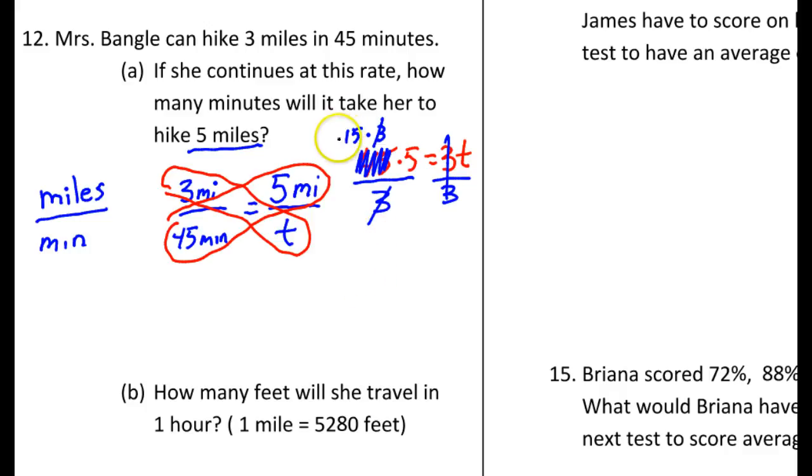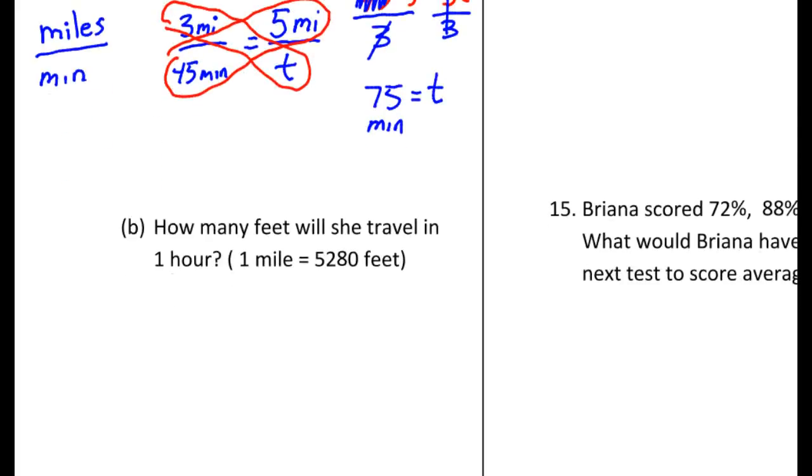So our final answer will be, let's see here, 15 times 5 is 75. That is t. Alright. And we probably should put the units here. What was 75 what? Okay, that's 75 minutes. And Mrs. Bangle took 75 minutes to walk 5 miles, if she can do 3 miles in 45 minutes. Good. How many feet will she travel in 1 hour?